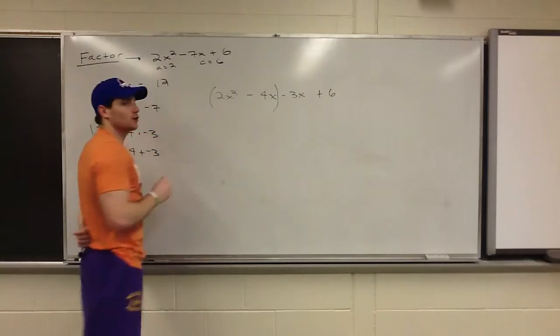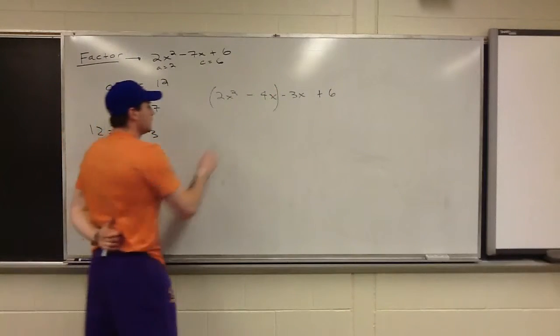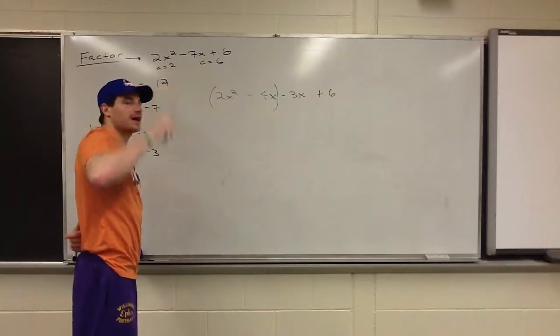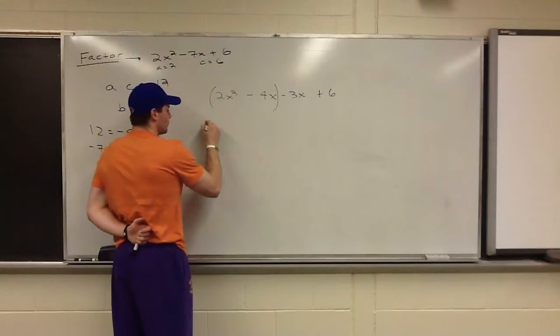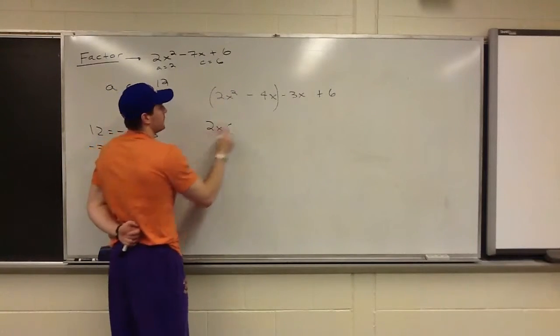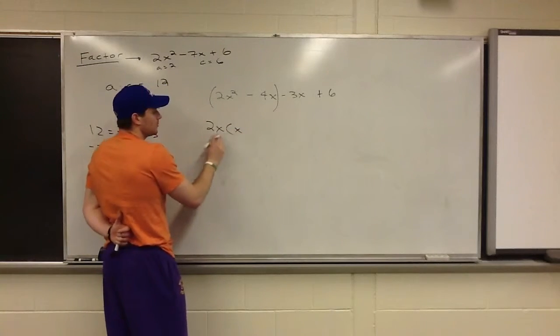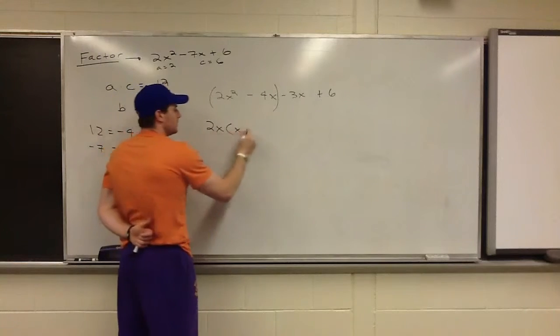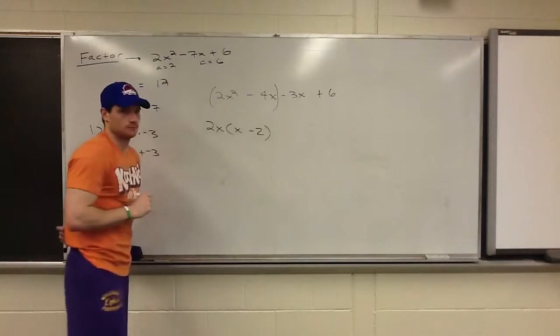So the first two terms, we take out the GCF. Both of these contain at least an x. So we're going to factor out an x as well as a 2. So we have 2x times 2x squared divided by 2x, which is x, and 2x times x minus 4x divided by 2x, which is 2.